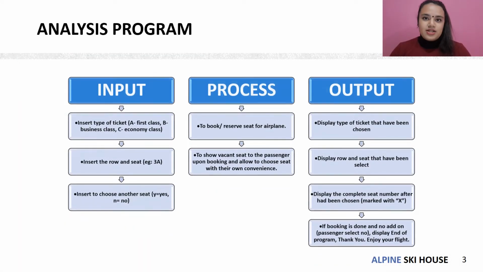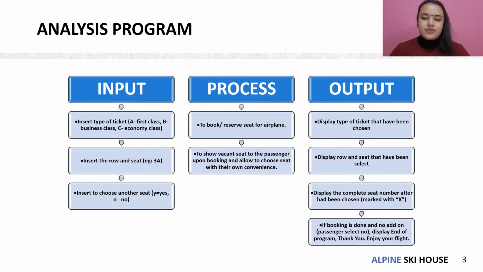So the first part is the analysis program. I would like to explain that this analysis program consists of 3 parts: input, process, and output. This analysis program is for you to understand more about our coding and the design that we made. So the first part is the input.